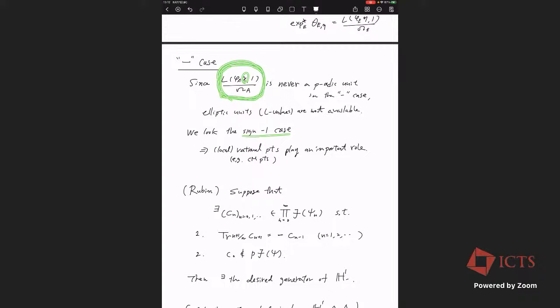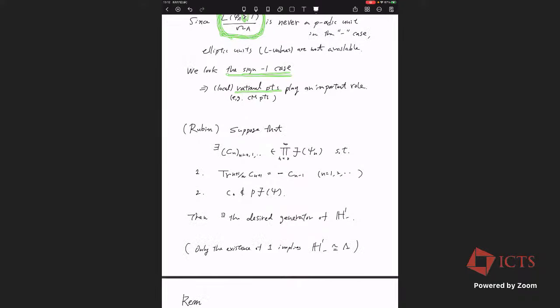So in the -1 case, we don't use the L value, the elliptic unit. But the sign is -1, so we may expect some rational points by the BSD philosophy. And so instead of the L value, certain rational points will play an important role. For example, Heegner points. This is also Rubin's idea.